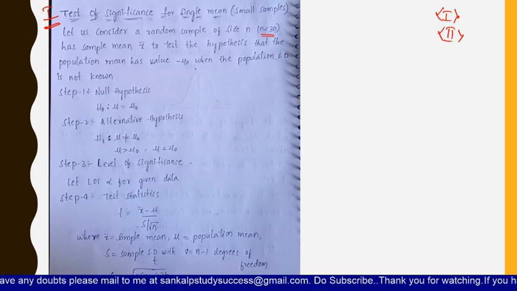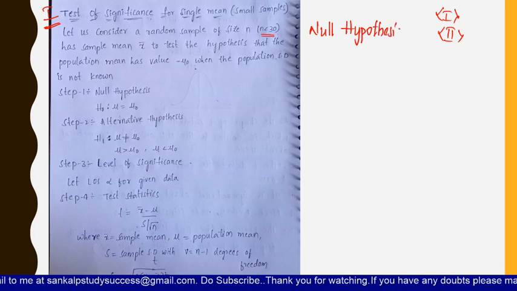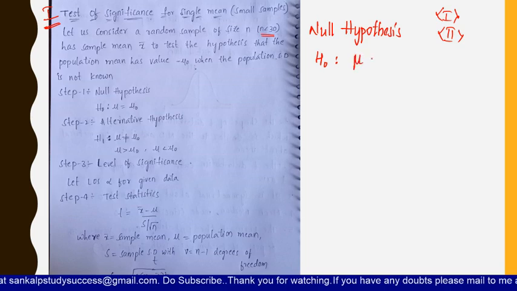So how do you find out for the single mean? The first step is the null hypothesis. You denote the null hypothesis by H naught, which is nothing but mu equals mu naught. If mu is equal to mu naught, then you will say that it is a null hypothesis.